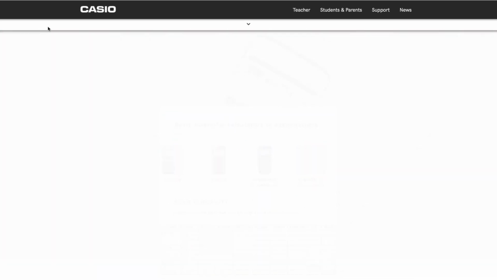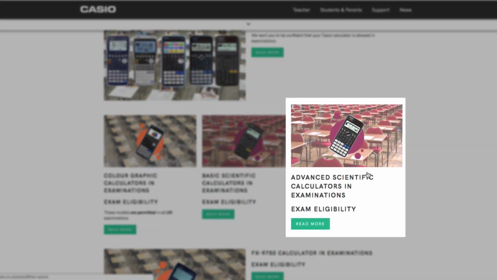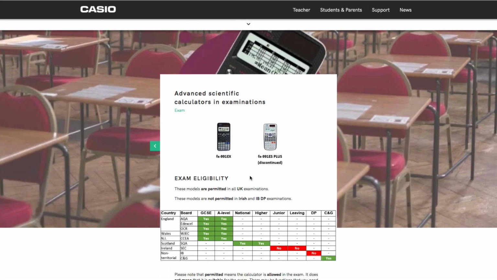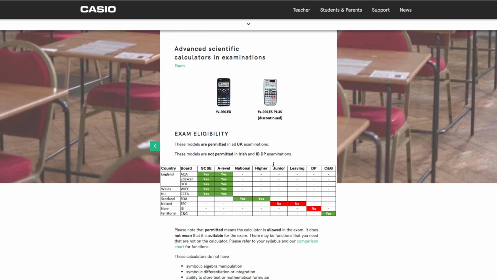So let's go back to the main page there, and then we've got advanced scientific calculators. Let's read more about these. So we've got here the ClassWiz FX991EX and the discontinued FX991ES. This is the main sort of standard calculator for A-level and various others. And yes, we can see here, this is very important. Yes, it is allowed at GCSE.